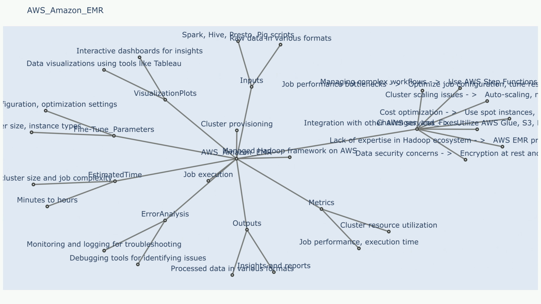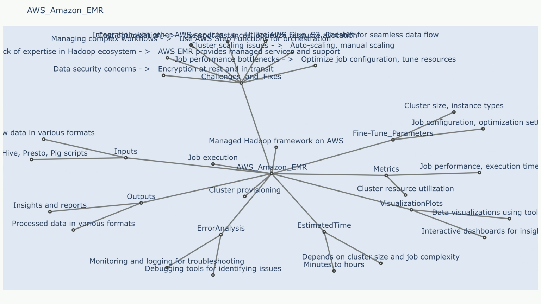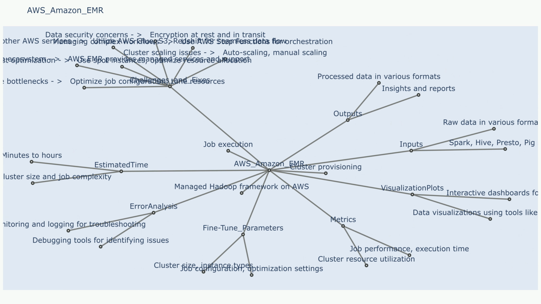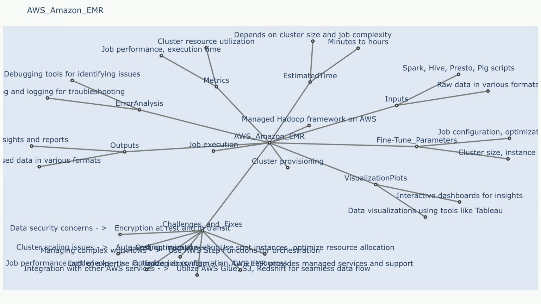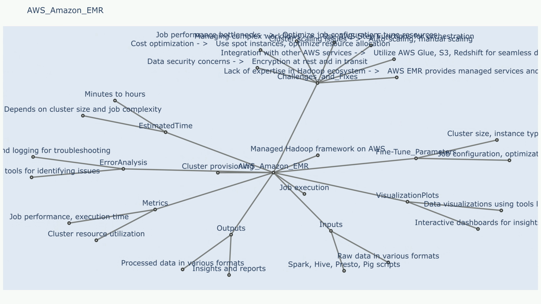5. Security group. Purpose: controls inbound and outbound network traffic to the EMR cluster instances. Explanation: security groups act as virtual firewalls, defining which ports and IP addresses are allowed to communicate with the cluster nodes. This helps restrict access to the cluster and prevent unauthorized access. You can configure specific rules for SSH access, Spark UI access, and other required ports.